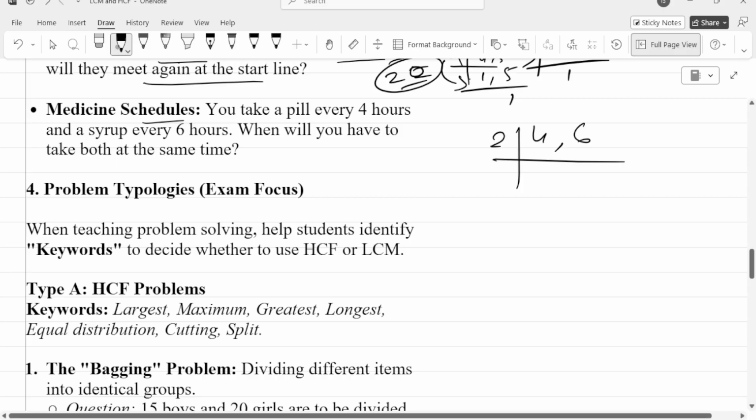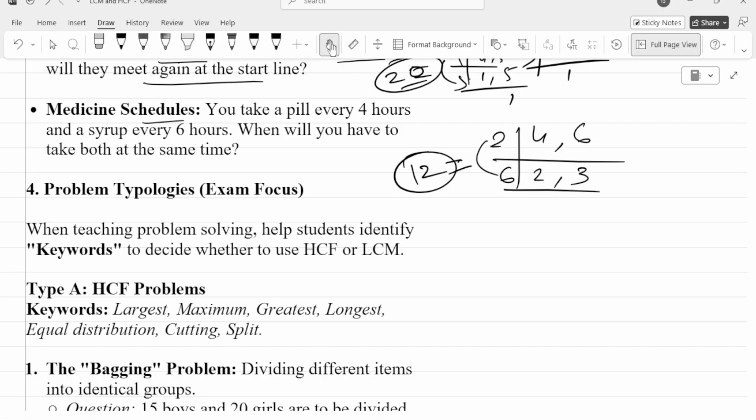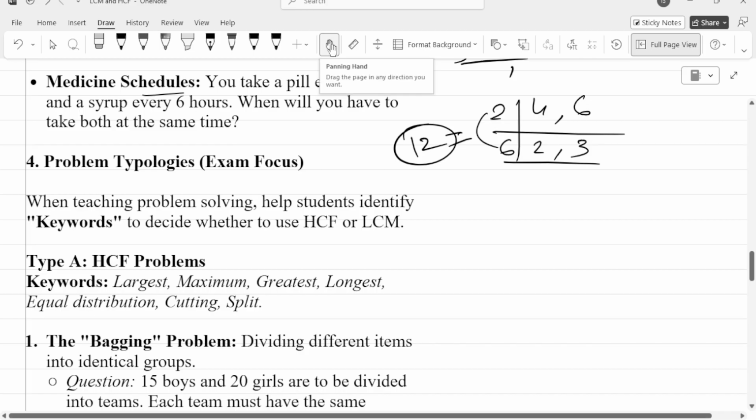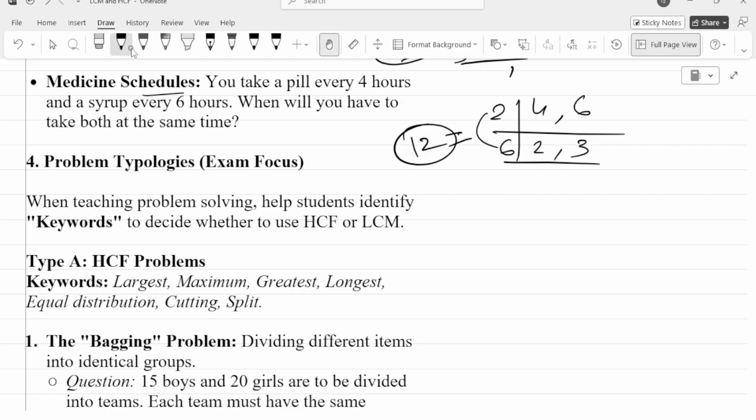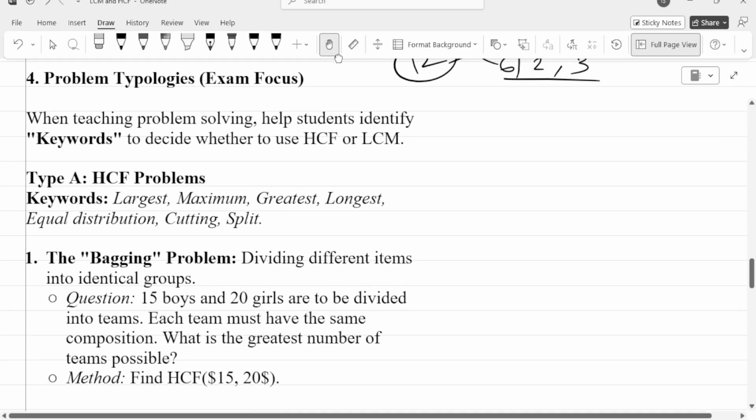Again the same process we follow, 2 2s are 4, and 2 and 3 are also factors of 6, so the answer is 12. So that is easy. If you memorize it, then you can solve directly. But in an exam, you can factorize all these numbers in detail. Problem tables in exam focus.